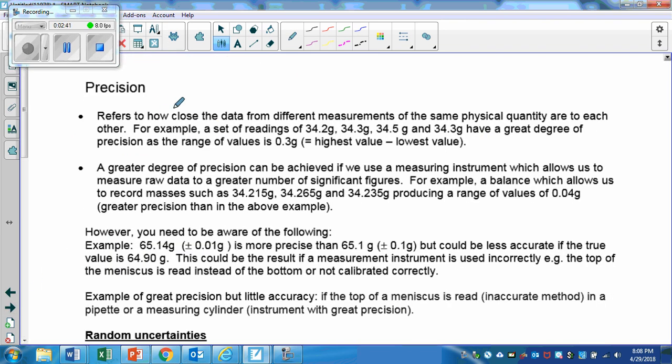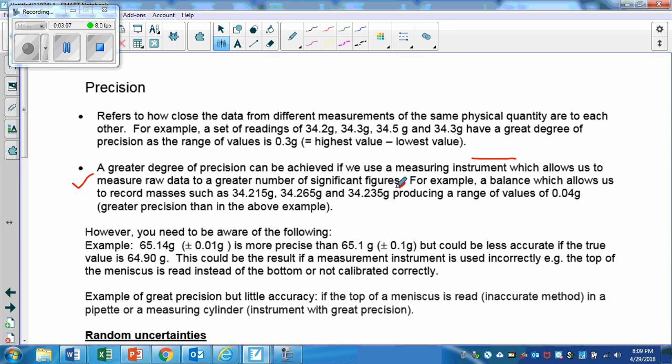Precision means how close the data from different measurements is to each other. For example, for a set of readings, you have 34.2, 34.3, 34.5. They're pretty close to each other, so this data would be quite precise. A great degree of precision can be achieved if we use a measuring instrument which allows us to measure raw data to a greater number of significant figures.